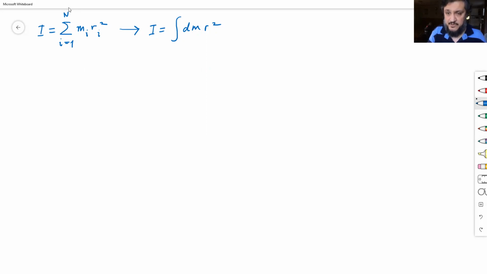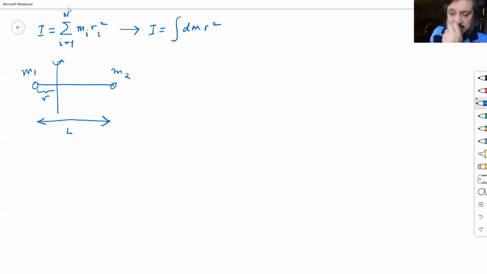Let's say a massless rod and two masses attached to the ends of the rod, and there's this axis here. The first mass is m1, which is r away from the axis of rotation, and the length of the rod is L. The second mass is m2. The rod itself is of negligible mass compared to m1 and m2.